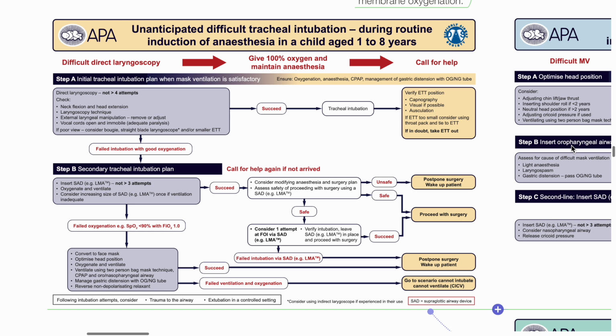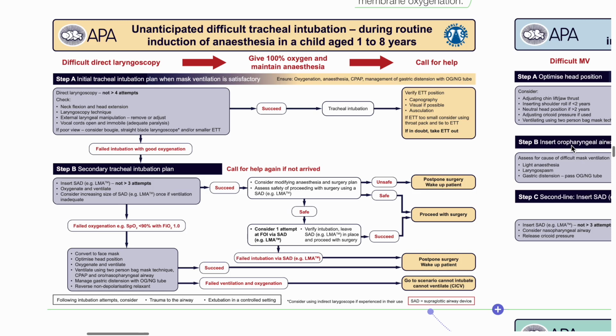Unanticipated difficult tracheal intubation during routine induction of anesthesia in a child age 1 to 8 years old. If difficult direct laryngoscopy is encountered, give 100% oxygen, maintain anesthesia, and call for help. There are 2 sections. Step A, initial tracheal intubation plan when mask ventilation is satisfactory, and Step B, secondary tracheal intubation plan.